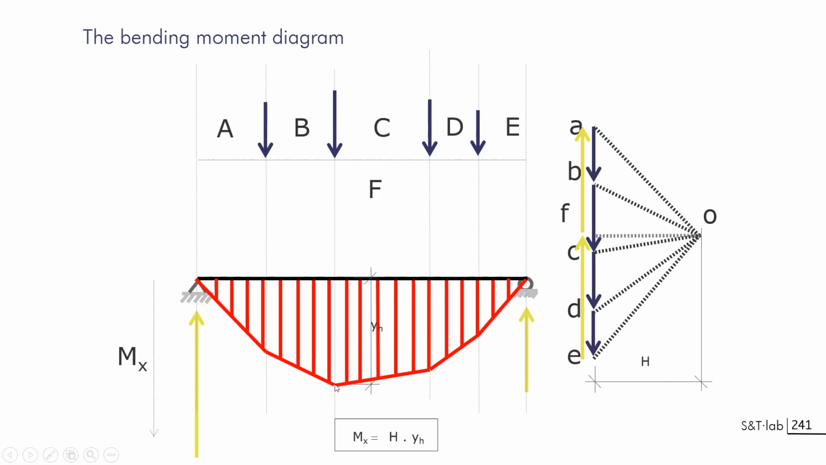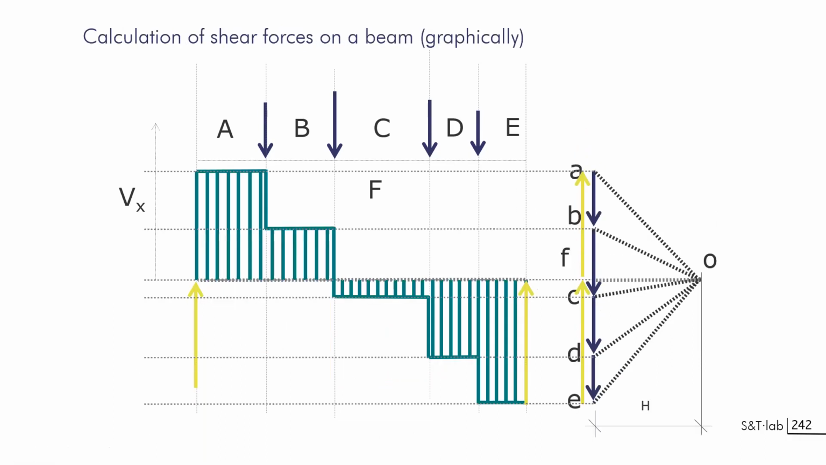You have to take the distance between the beams and the diagram as y here, and multiply by the horizontal distance that can be found here in the force diagram between the pole and the load line. And so this gives you the appearance of bending. That's very, very easy. So let's move to the shear force.